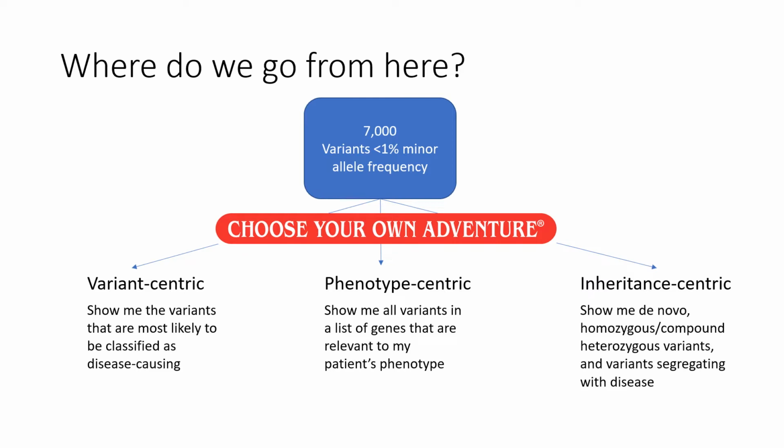So I've listed out here 3 major buckets of strategies that we think about when we do analysis. These include variant-centric approaches, phenotype-centric approaches, and inheritance-centric approaches. I'll start with the phenotype-centric because I think it's often the one that most people think of. It's a very logical approach where you're saying, I'm going to develop a list of genes that are most likely to be relevant to my patient's phenotype, and then just screen all of the variants within those genes.